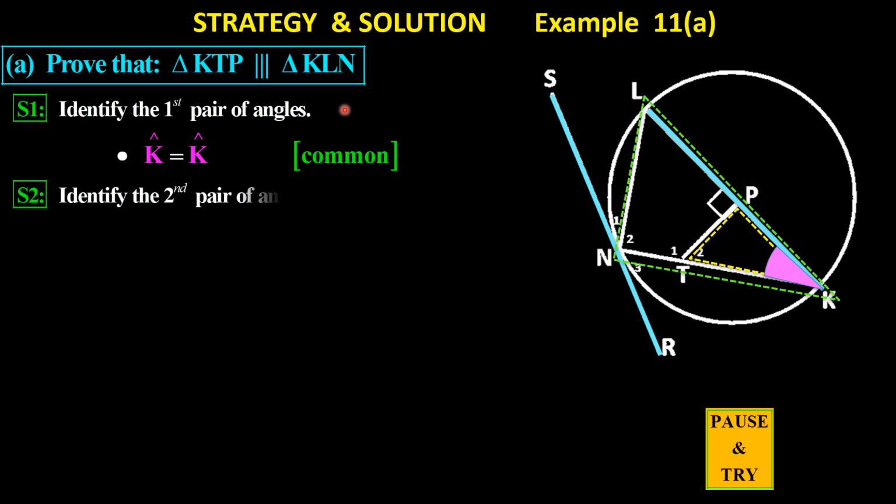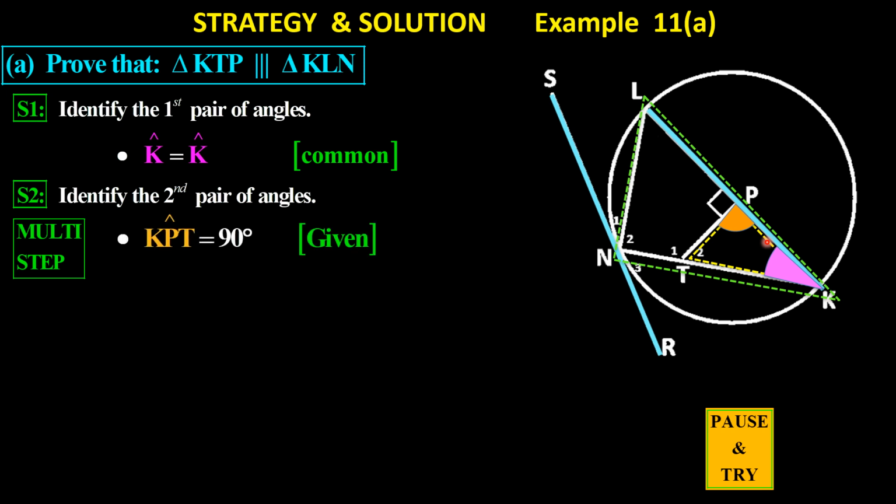The second pair here, now let's look at what information is given. It's mentioned there that TP is perpendicular, so angle TPK is 90, that is given. And we also have angle LKN, that's also 90, and the reason for that is angle in a semicircle. Now we can see those two angles are equal.